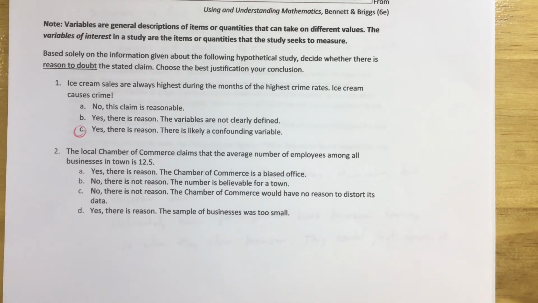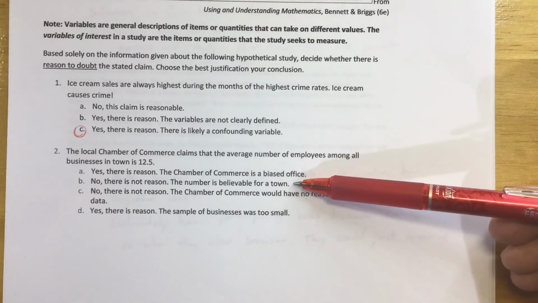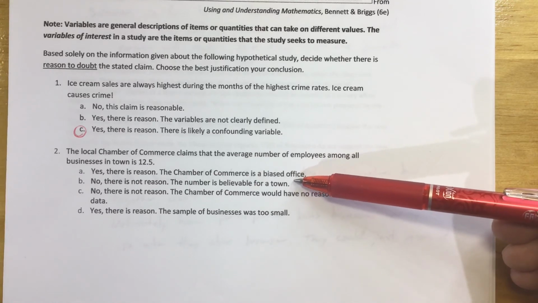So it's going to be B or C. No, there's not a reason to doubt it. The number is believable for a town. That sounds like a pretty good answer. And I don't really have a rebuttal to that one. I mean, if you start processing the numbers, you go, well, maybe it's a small town. You might have a lot of small businesses, and you can make a good argument for it.